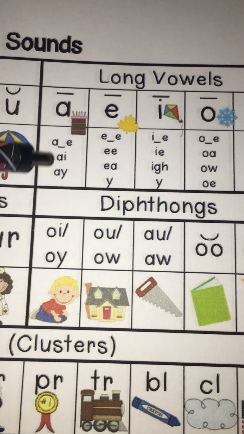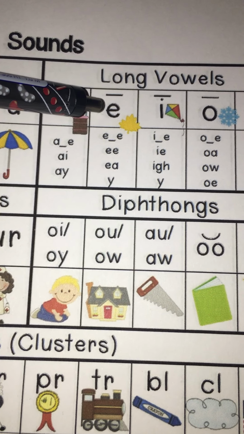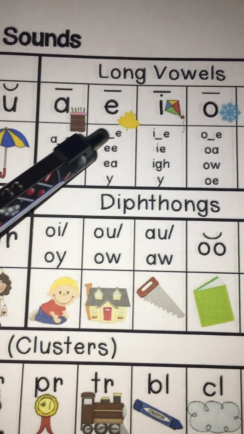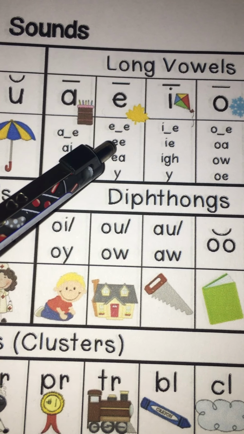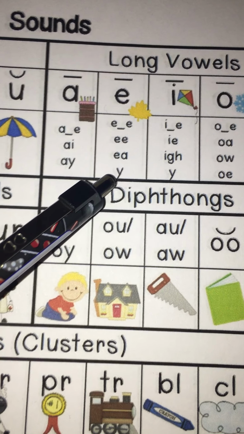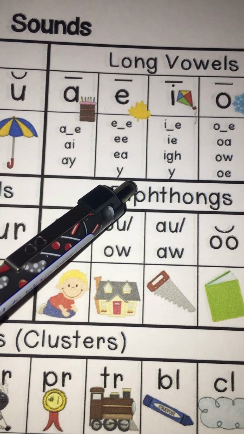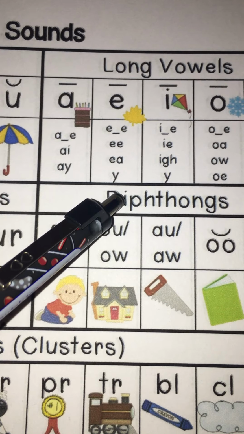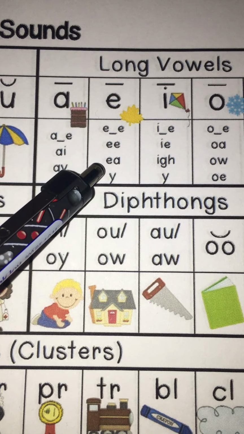So a silent E will make it long. AI says a, AY also says a. Okay, then here you have your long E sound. The long E says e. Same thing with the silent E. EE says e. EA also says e. And Y says e. The Y will take on that E sound when it's at the end of a two-syllable word, like in the word baby.